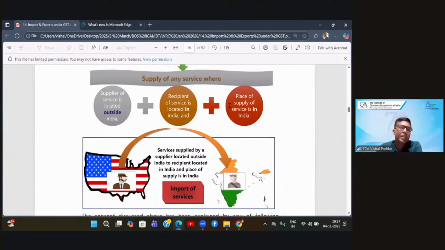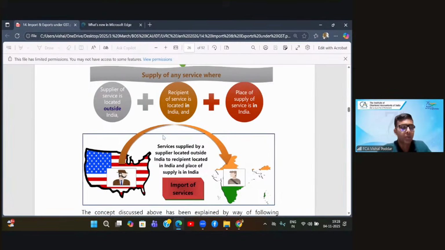Where any one of these conditions is not satisfied, especially this place of supply, many times this is ignored by people. People only see the two conditions: supplier is sitting outside, recipient, that is me, is inside. And some people check one more condition which is not there in the law, that the payment is in foreign currency. So when place of supply is not checked, and if place of supply is not falling in India, then as per the GST law, it cannot be import of service. Most importantly, for checking place of supply, you have to apply only section 13 of the IGST. That is what is important.